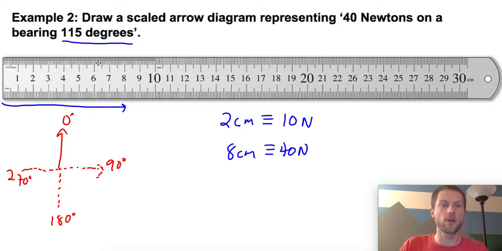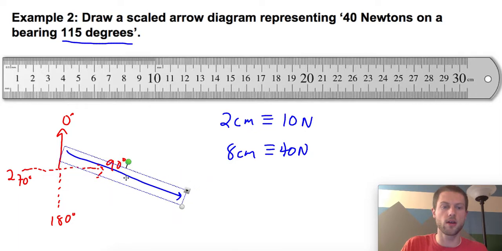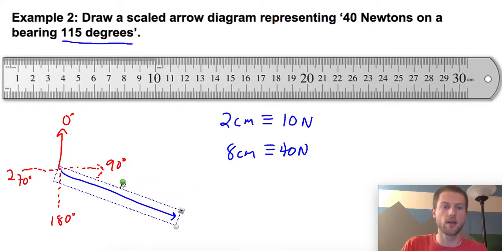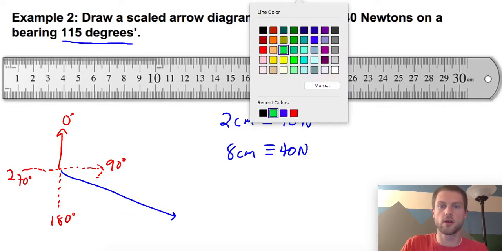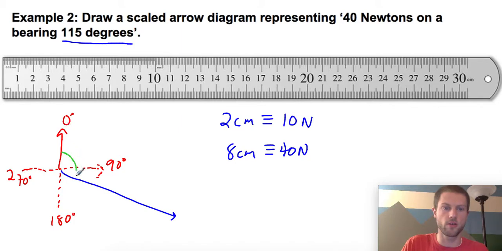So if I want a bearing of 115 degrees, then I'm going to take this arrow and bring it down to somewhere between 90 and 180, probably something like this. Let's label this 115 degrees, and it has a size of 40 newtons. So this is what my drawing should look like. It has a size that's based on a specified scale, and it has a bearing or direction. That's what makes this a vector.